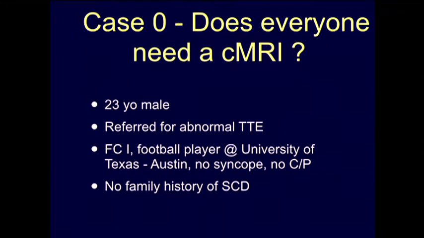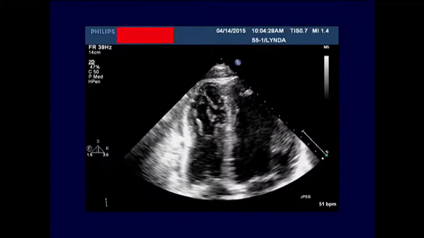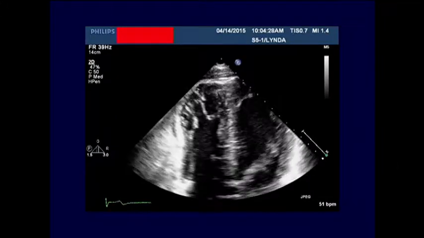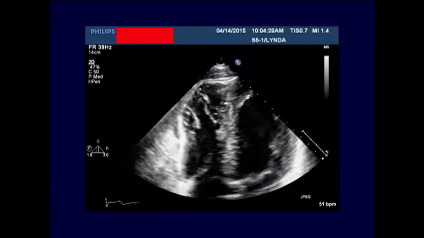Next patient: does everybody need an MRI, yes or no? This patient is a very good illustration: a 23-year-old player from Texas University, referred because of an abnormal transthoracic echo, with no family or personal history of sudden death.